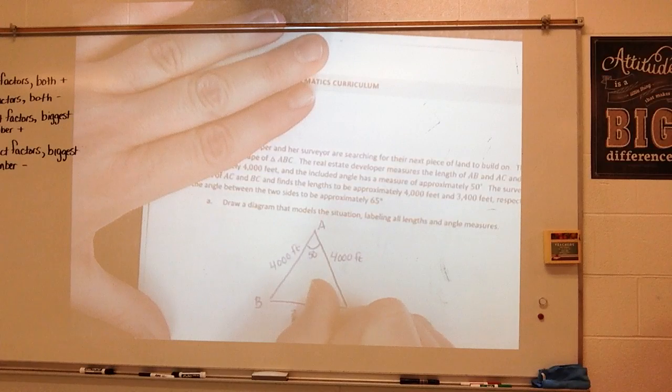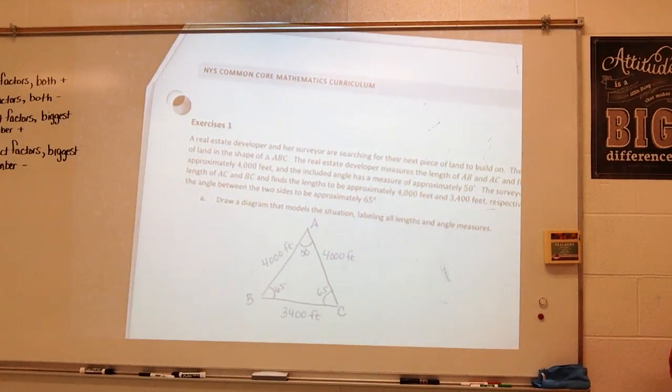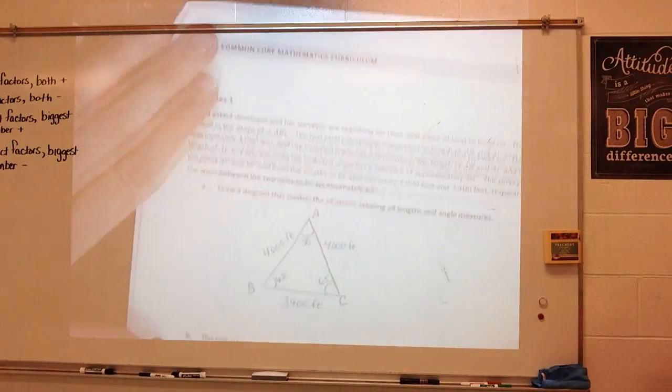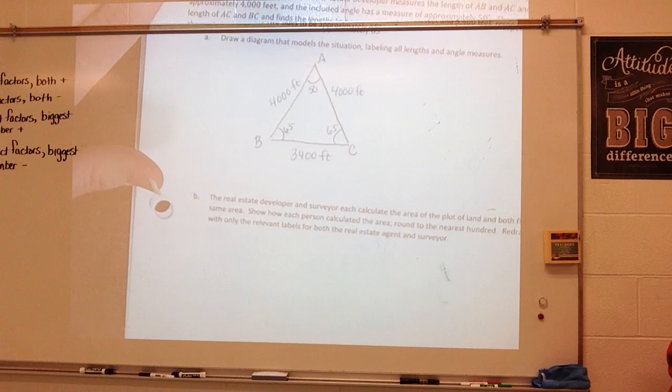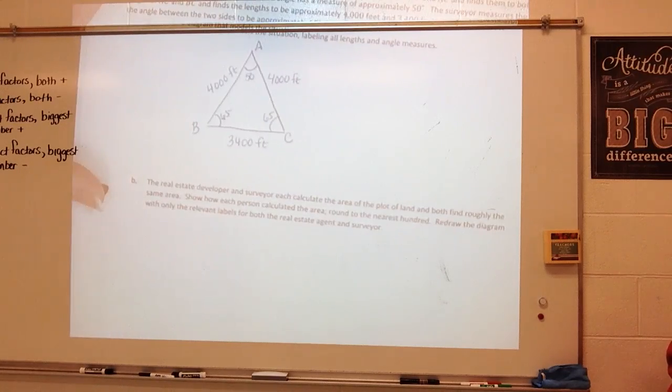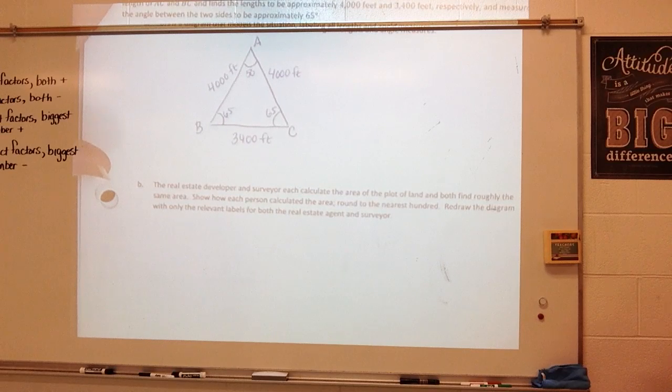Alright, so draw a diagram that models the situation, labeling all lengths and angle measures. So I did that as we went. Okay? So the real estate developer and surveyor each calculate the area of the plot of land and both find roughly the same area. Show how each person calculated the area, round to the nearest 100. Redraw the diagram with only the relevant labels for both the real estate agent and the surveyor.